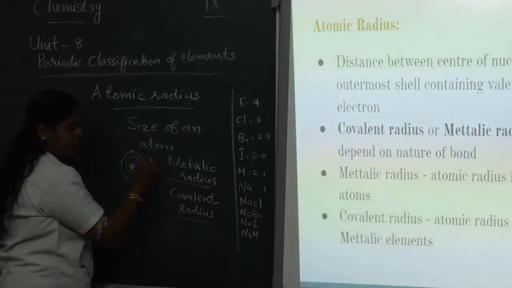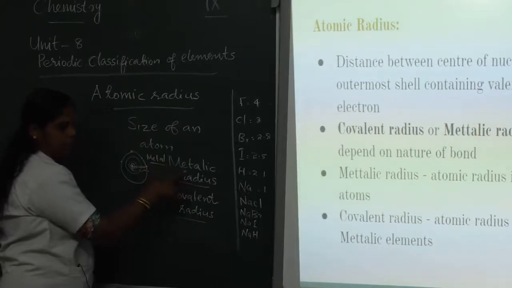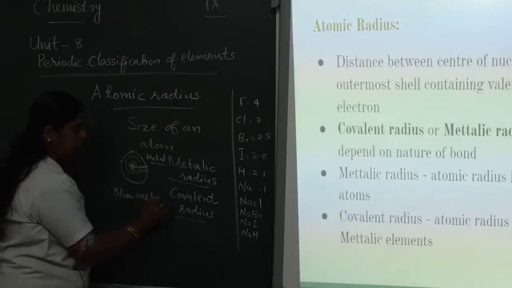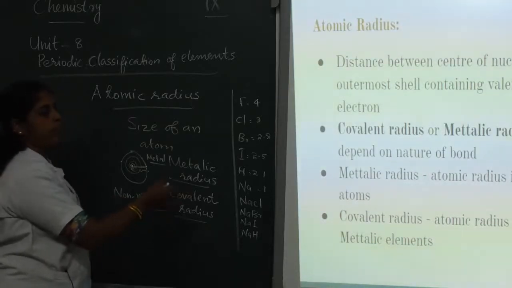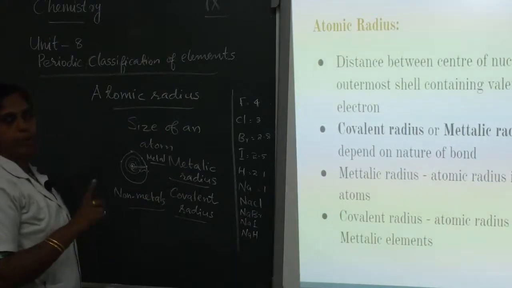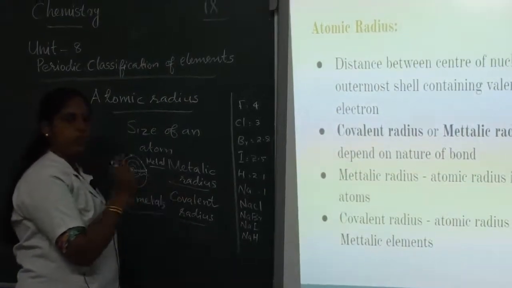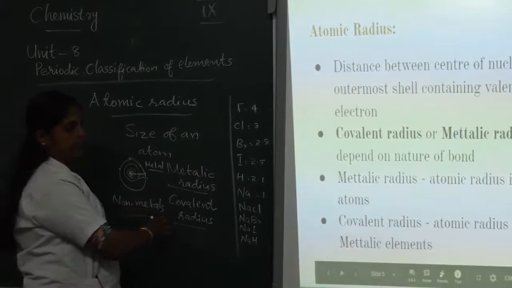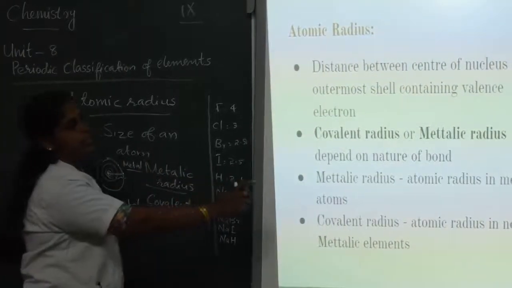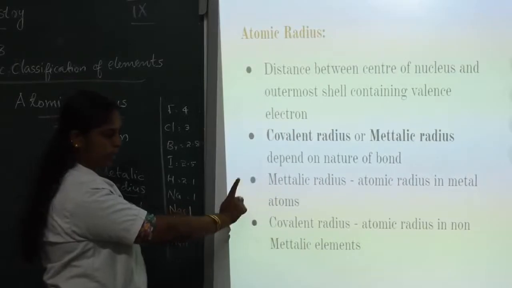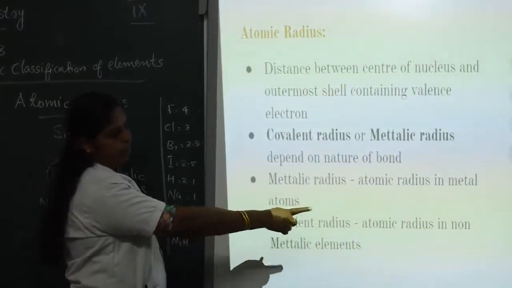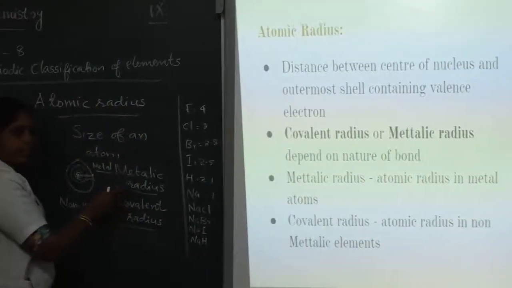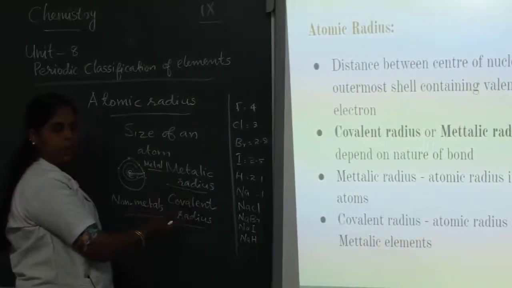In the case of metals we are using metallic radius, and in the case of non-metals we are using covalent radius. Metals and non-metals, we learned last class in our periodic table. Metals show some properties and non-metals do not exhibit those properties. What is metallic radius? Atomic radius in metal atoms is known as metallic radius. Covalent radius means atomic radius in non-metallic elements. Atomic radius we can see in two ways, that are metallic radius and covalent radius.